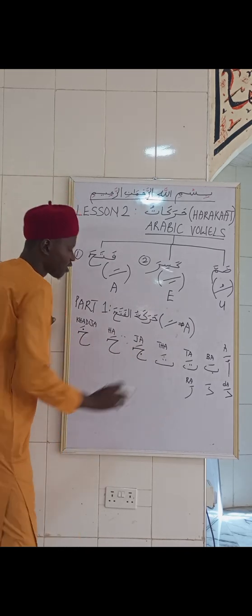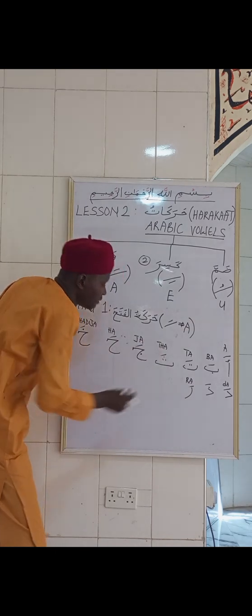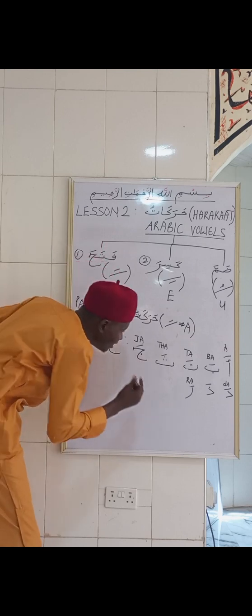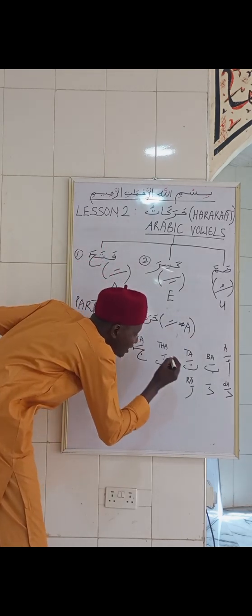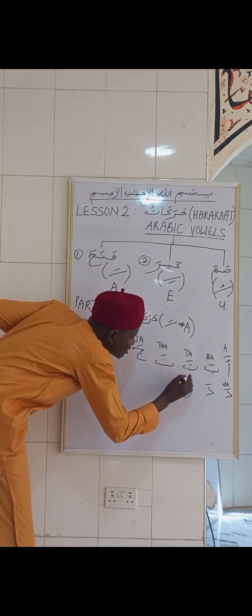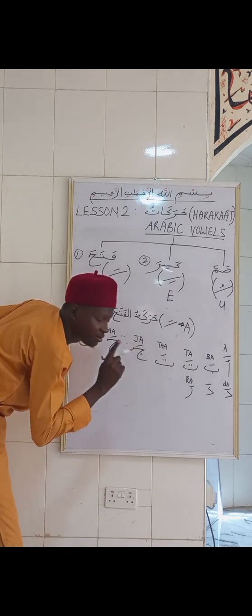So that is for raw fatha raw, not ra. Maybe I should put O so that it will be close to raw, but let me leave it. Or let me put a sign just to show you that it's not the normal ra. But that's just by the way.